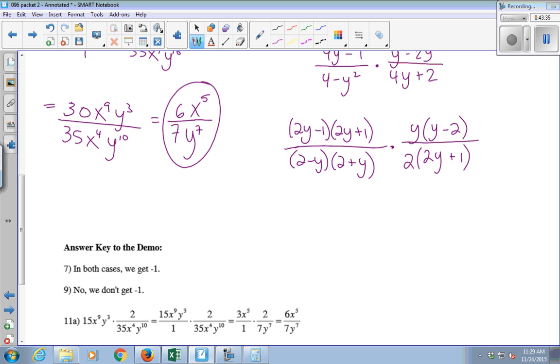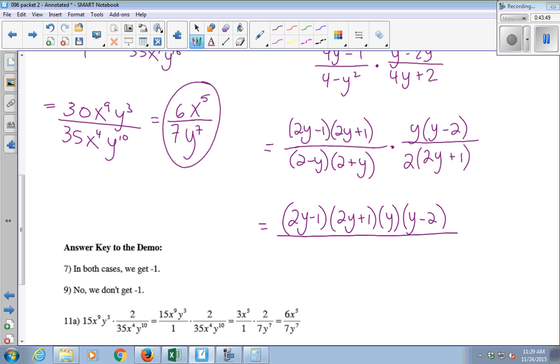So when you multiply fractions, you just multiply the tops and you multiply the bottoms, right? So this is going to be 2y minus 1, 2y plus 1, y minus 2. So we didn't actually do the multiplication, but I just wrote out, multiply all these together. Put that all over all of the bottom stuff multiplied together: 2 minus y, 2 plus y, 2, and 2y plus 1.